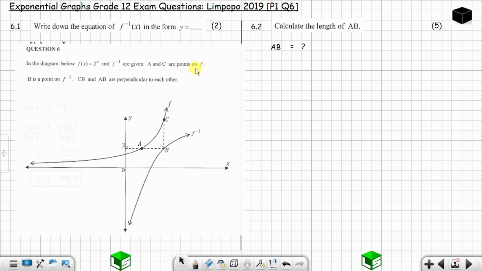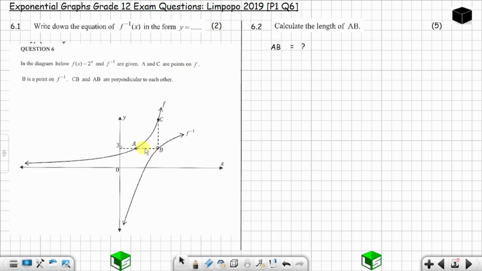If you want to get the length AB, you are going to need the x coordinate of B and the x coordinate of A, because this is a horizontal distance. So the x coordinate of B minus the x coordinate of A. This is how you get the length AB. You take what you have on the right minus what you have on the left. Always what you have on the right minus what you have on the left.